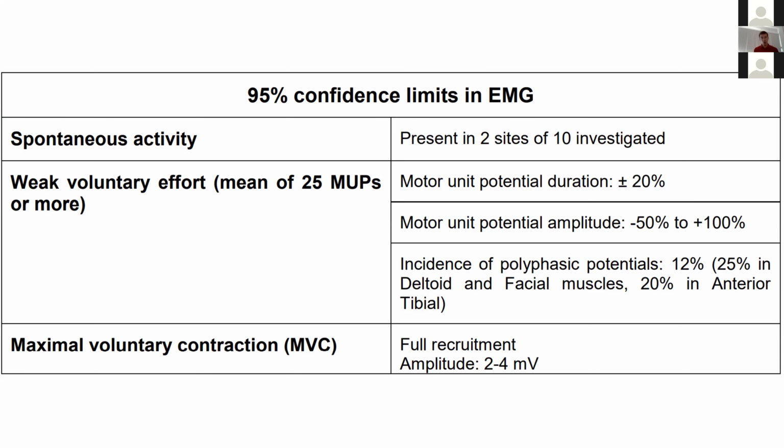The motor unit potential amplitude should be between 50% less or 100% more than the normal range, which is about 2 millivolts. The incidence of polyphasic potentials should be at least 12% of all the motor units that we evaluated in one muscle. So we are not happy when we see just one positive sharp wave. We are not happy when we see just one motor unit with a polyphasic appearance. We need to consider more motor units, not only in the rest activity, but also in the contraction activity. During maximal voluntary contraction, we want to see a full recruitment with the amplitude of 2 to 4 millivolt.